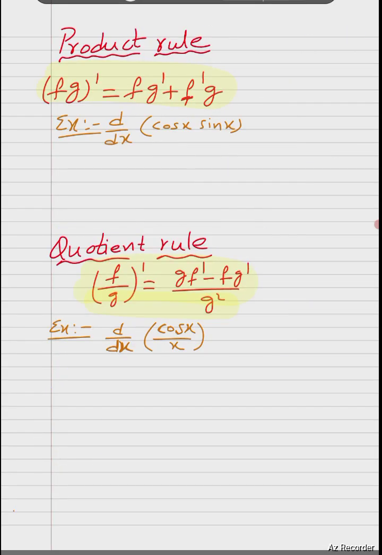Next one. The next rule is the product rule. The product rule is also called the UV rule.